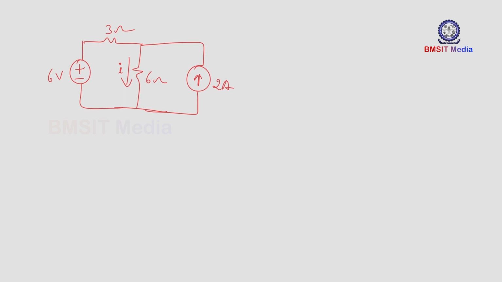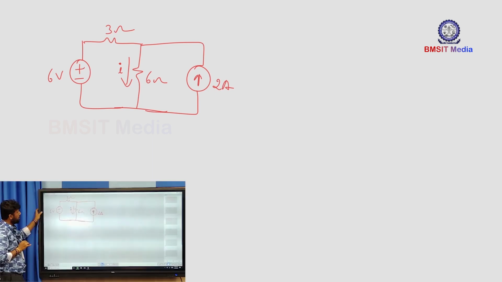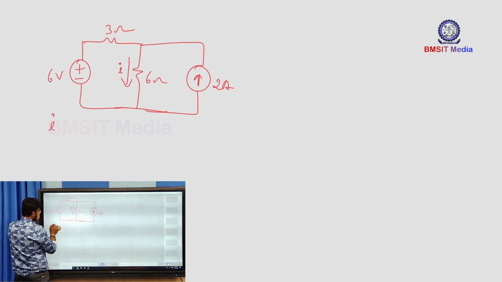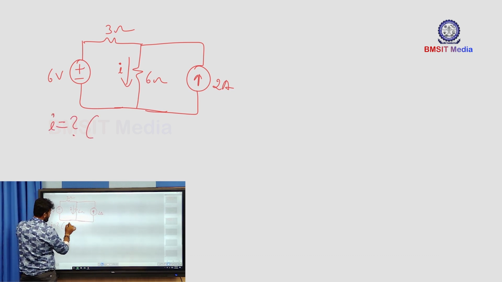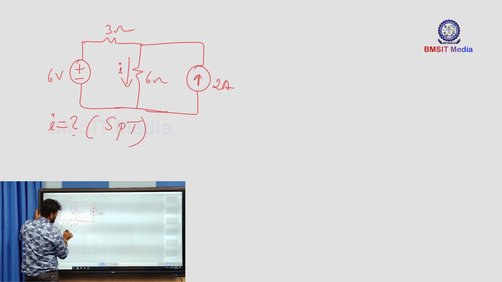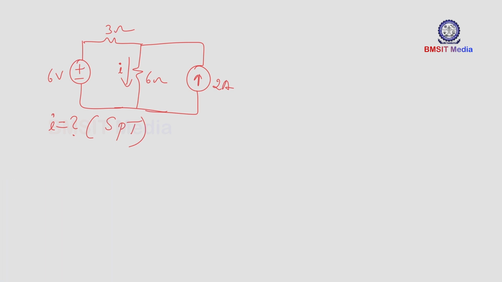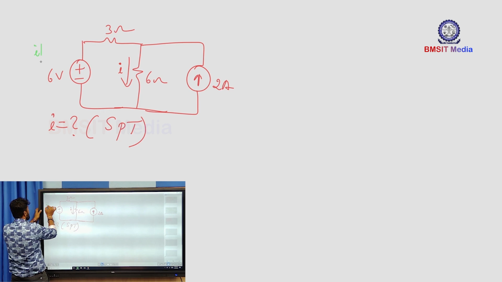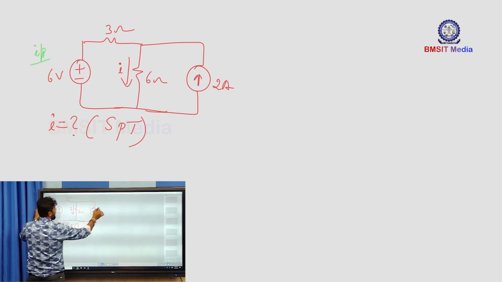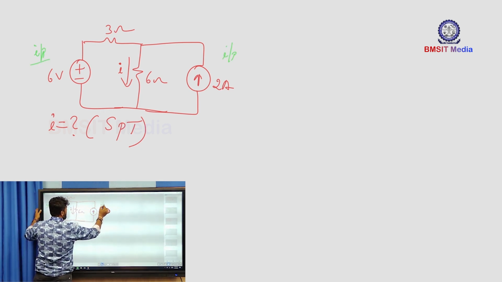So this is the given electrical network. We need to find out what is I. The I is the question mark. We need to find it using SPT. Now first observe here, before solving an electrical network problem using SPT, you first identify the number of sources here. There are 2 sources. You can observe there are 2 sources, one is your 6 volt source and the other one is the 2 ampere current source.